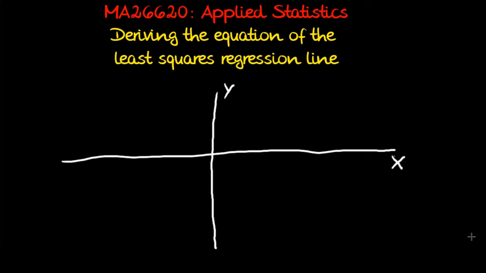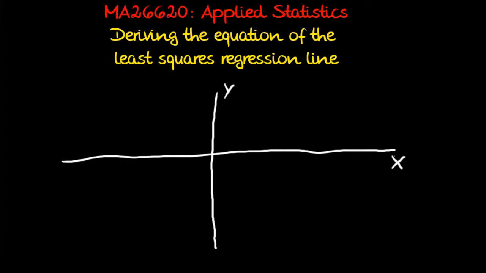In this video, we're going to consider what happens when we have paired data that lies approximately along a straight line. So we're going to look at the linear regression model, and in particular, we're going to derive the equation of the least squares regression line. So this tends to deal with situations where data comes in pairs.